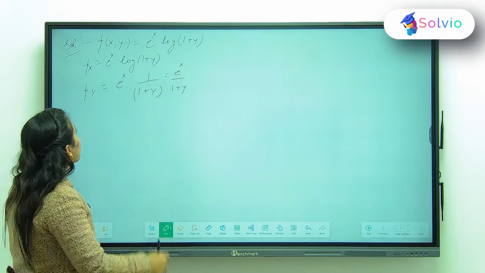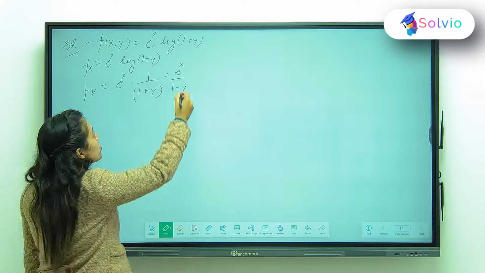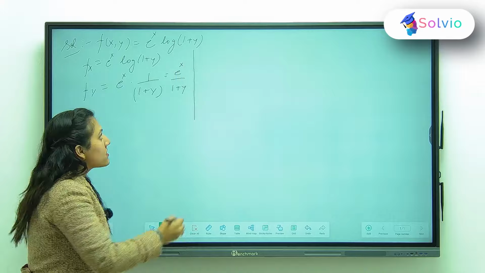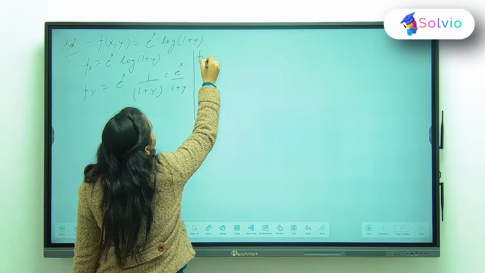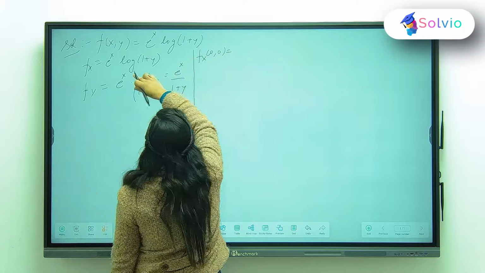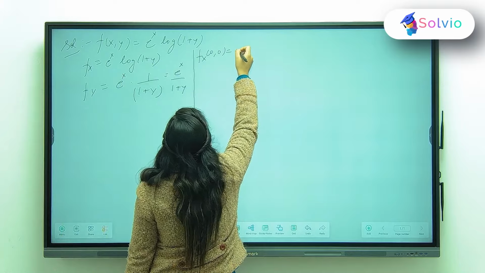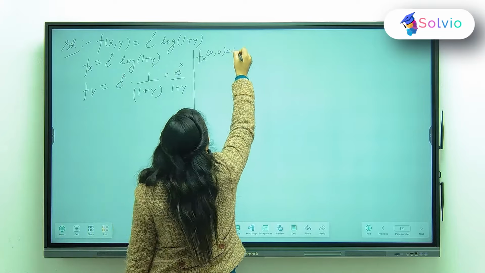Clear? And we need to find all these values at point (0, 0), so simultaneously we will find those values also. So fx at (0, 0) is equal to, you will substitute here (0, 0), it becomes e raised to power 0, which is 1, times log of 1, which will be 0.